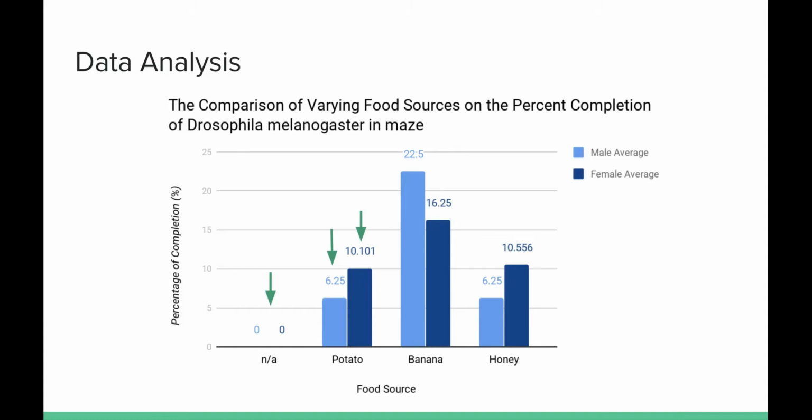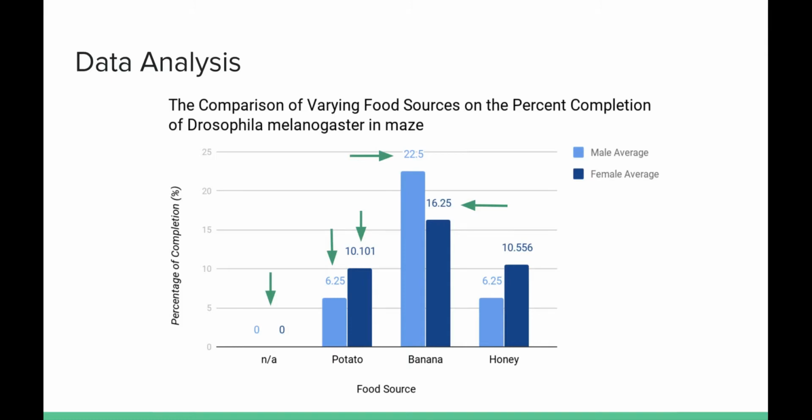The third trial consisted of banana at the end of the maze, in which 22% of the males completed the maze, whilst around 16% of the females completed the maze. The females in this trial completed on average 6% greater than the females did in the potato trial, and the males completed around 16% greater than the males in the potato trial as well. The males in this trial did complete the maze around 6% greater than the females in addition.